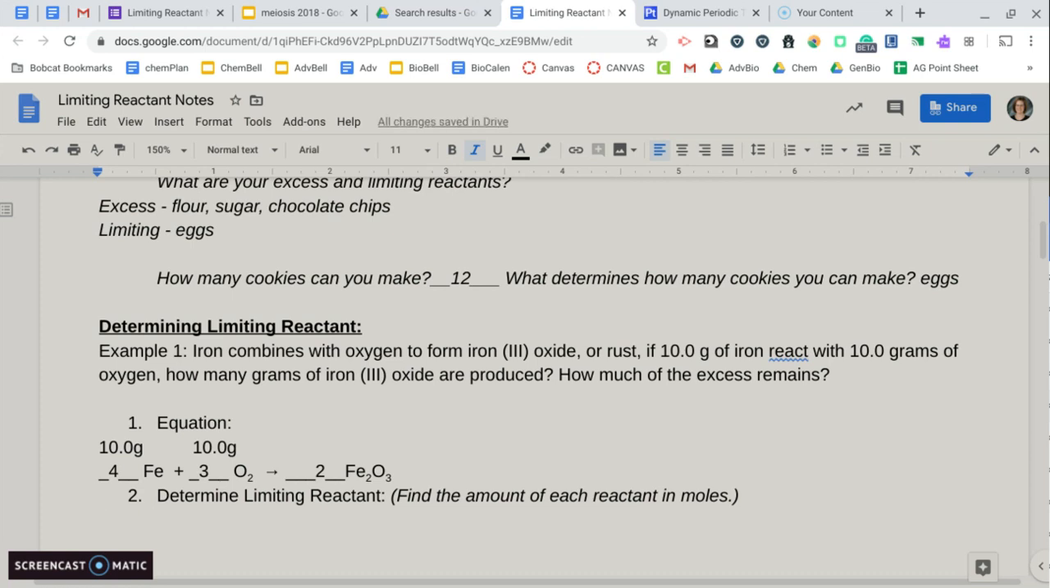And this is a pretty easy one. You could probably tell without doing the math, but of course for the points you have to show your work. So I'll start with the 10 grams of iron, and you're going to change these into moles. So I'm putting my 10 grams of iron over 1.